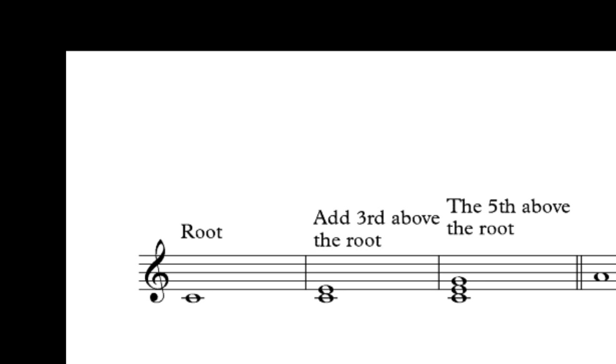We add a third above the root, an E. Then we add a fifth above the root. If you count up by letter names, C, D, E, F, G, that's 5 notes. You always count the first note when you're counting intervals.